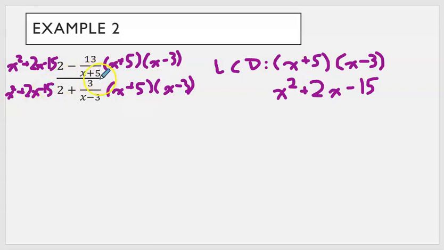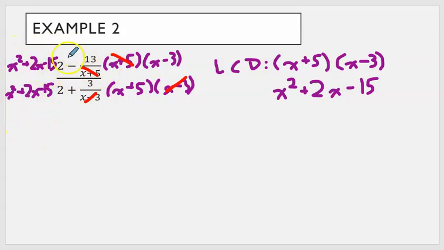So for what cancels, I'm only going to see canceling on the fraction ones. Now I see that the x plus 5 will cancel the x plus 5, and in the denominator, this x minus 3 will cancel the x minus 3 when I multiply it out. For the parts that don't cancel, don't forget to do 2 times all 3 of these terms. We are distributing this out.